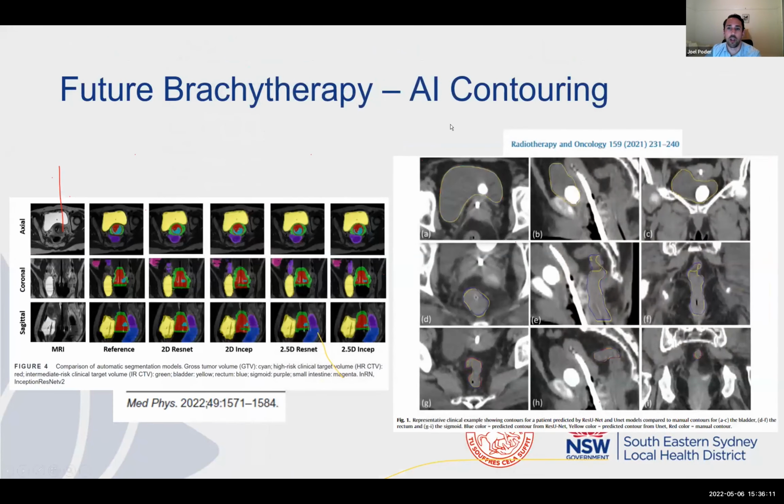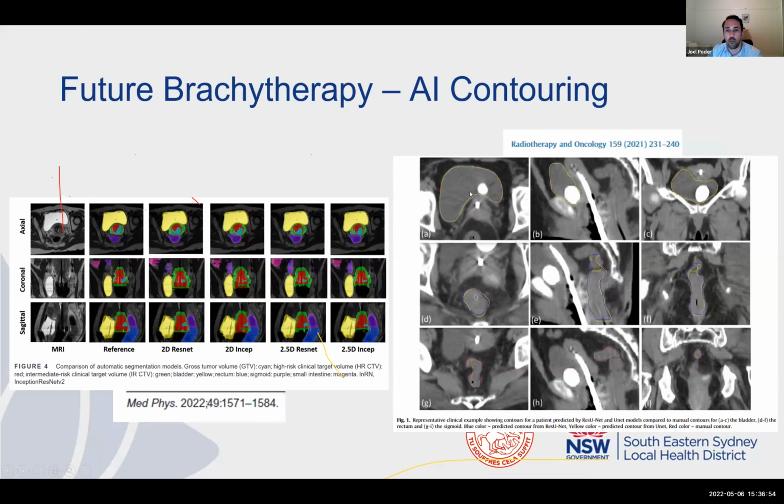I wouldn't be talking about the future of radiation oncology if I didn't mention artificial intelligence. There's been a number of studies in recent years that have looked at artificial intelligence for assisting in contouring in brachytherapy. So this study from the Medical Physics Journal here shown on the left is looking at the use of a particular deep learning algorithm to contour MRI structures for gynecological brachytherapy patients. And there's a similar study here from last year in the Green Journal looking at, again, artificial intelligence to contour structures on CT for gynecological brachytherapy.